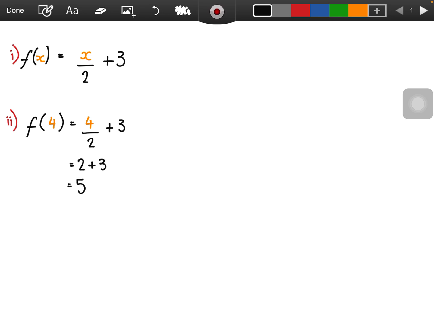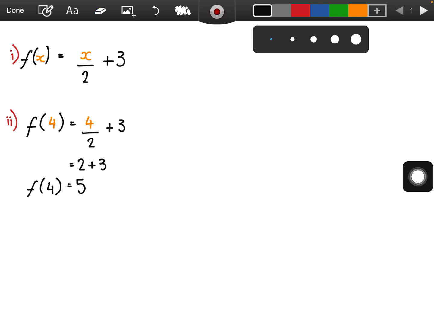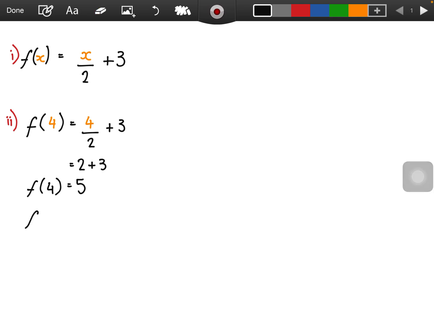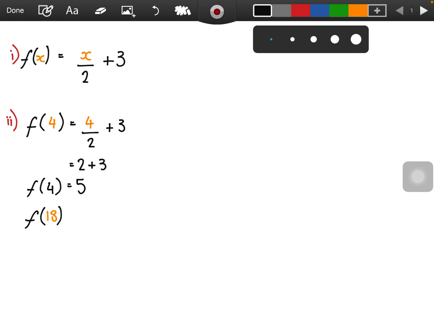So if I want to write this as a pair, I can either write it as f of 4 is equal to 5, or I can say 4 comma 5. Okay, so I can write it as a pair there of coordinates. Okay, so next we are going to do f of 18, and we are also going to do f of minus 6. So you can try these yourself now.